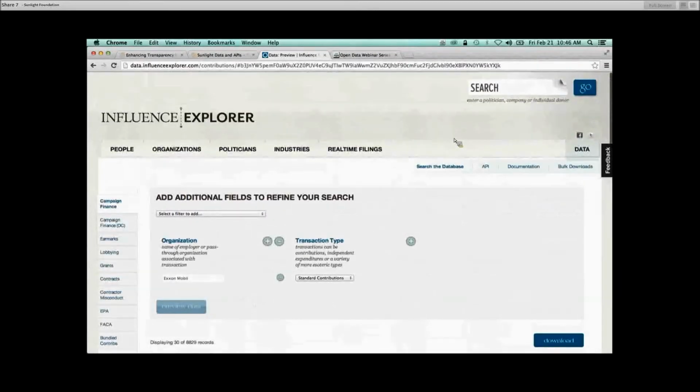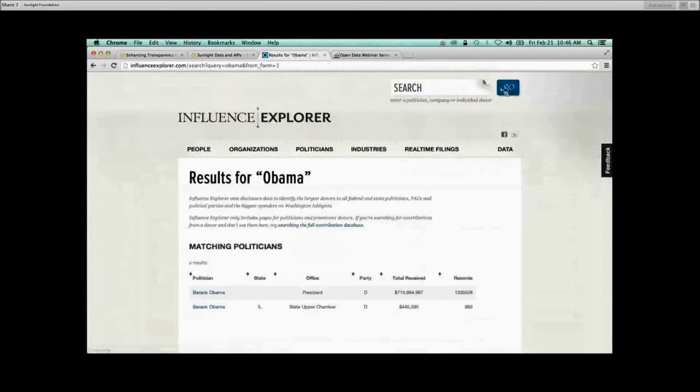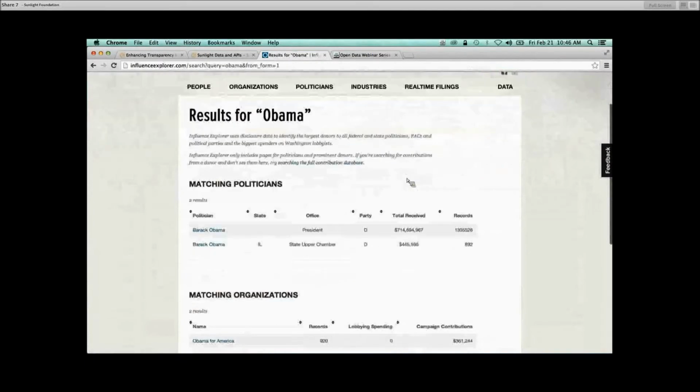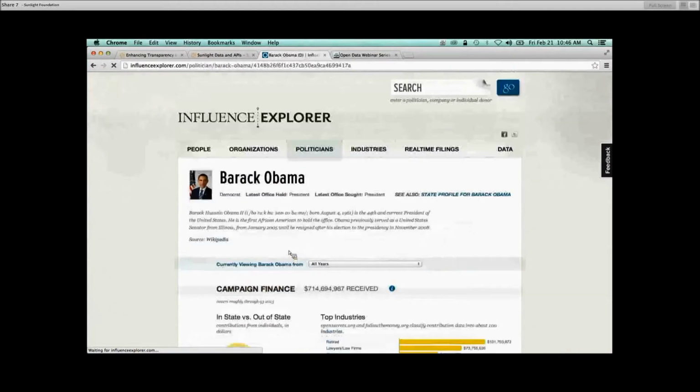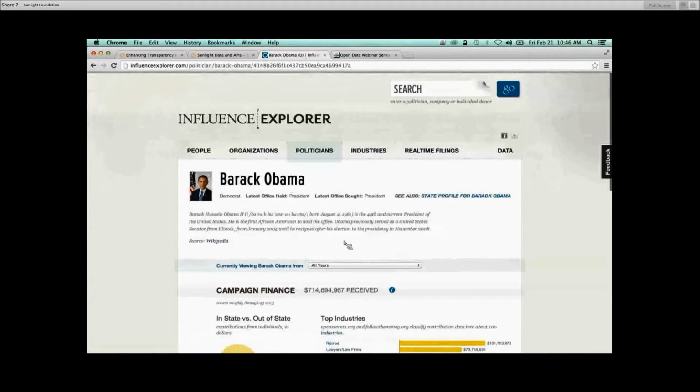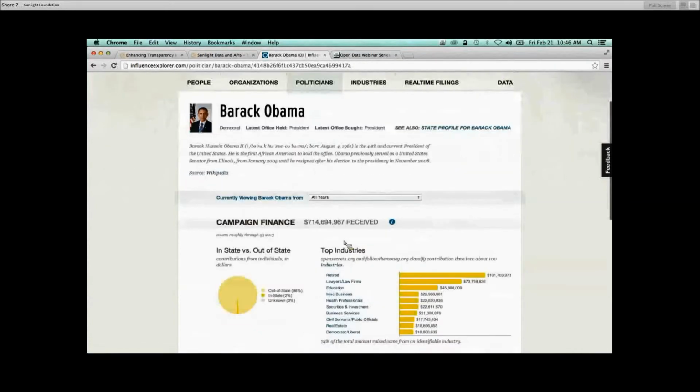And as I said earlier, you can also search for individuals. So you see here, I just searched for President Obama. And the reason why there is more than one entity for Barack Obama is because he was also a state representative before entering the Senate and before being president.